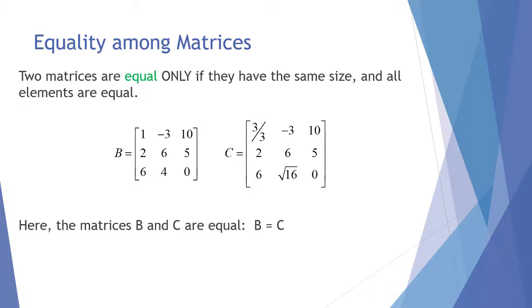Even though matrices might look different, matrices can be equal to one another if they're the exact same size, so the same number of rows and columns, and all of their entries or elements are the same. So even though these two matrices look slightly different, their entries are equal. In the top left, 1 is equivalent to 3 over 3, and in the bottom middle, 4 is the square root of 16. So those two matrices are equal.